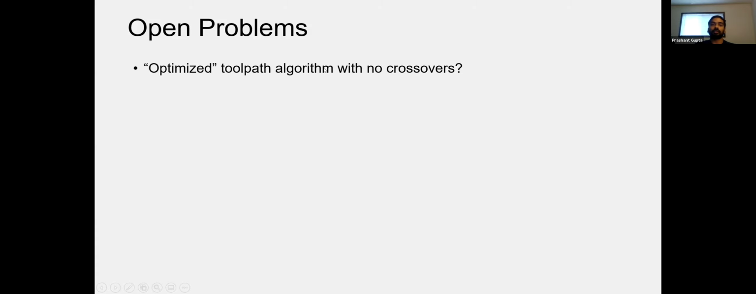So the toolpath algorithm that I showed shows an existence of a toolpath with no crossover, but it is not optimized from the perspective of the mechanical properties or the geometric terms. So we need to look also into how we can optimize the properties of our print based on various mechanical parameters and also the turn cost.